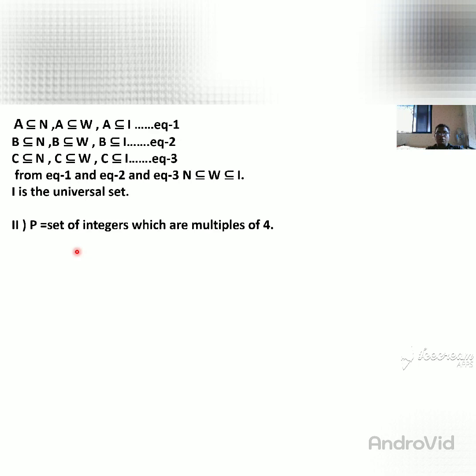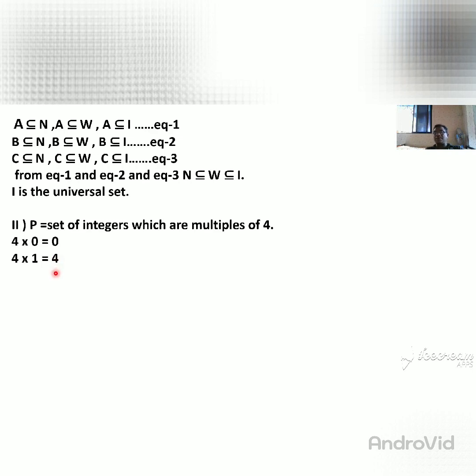So the set of integers which are multiples of 4: here you want to write the multiples of 4. Multiplying 4 by 0, 4 into 0 you get 0, because any number multiplied by 0 gives 0. After 0, the next multiple is 1: 4 times 1 is 4.